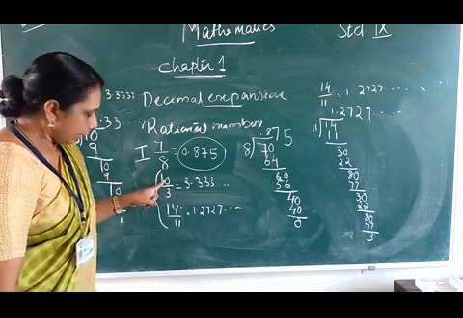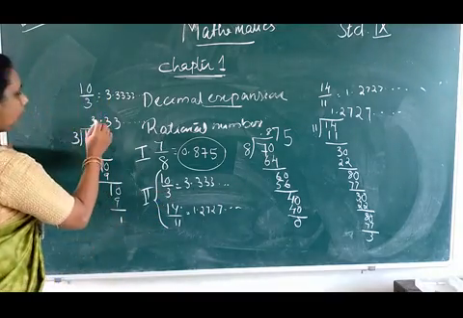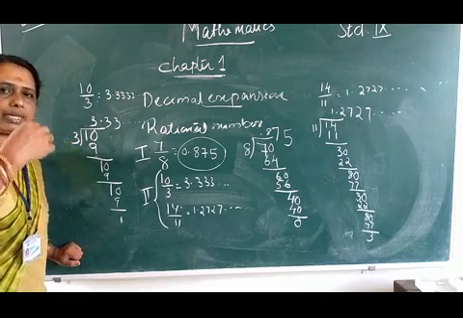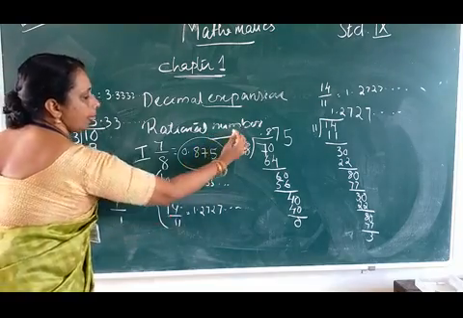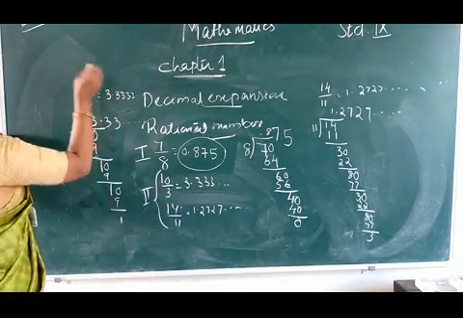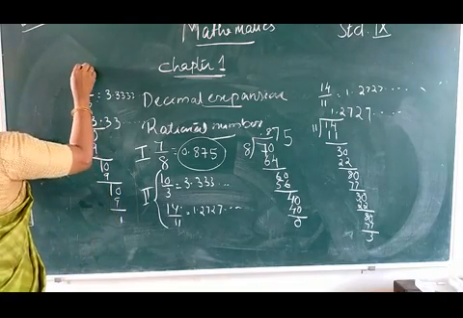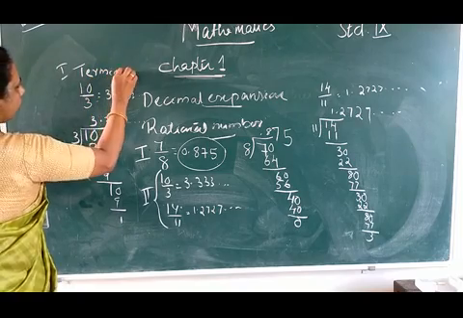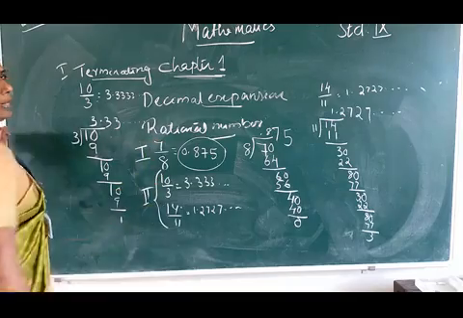Here, numerator divided by denominator. In this division, the division stops after 3 digits. That is terminating decimal expansion. I am writing here: terminating decimal expansion. Okay.